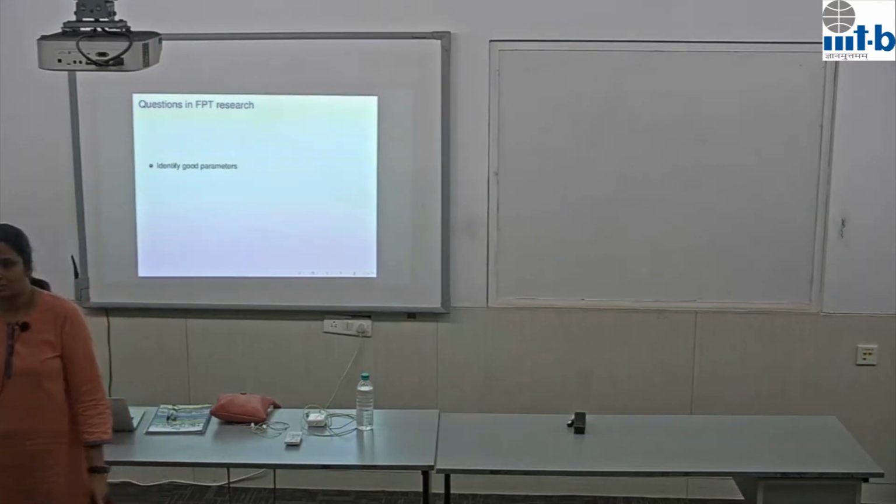Okay, so when you're in the parameterized complexity field, what are the questions that you usually study for a given problem? The first question is, of course, to identify good parameters. This is similar to identifying easy instances. When you are investigating a problem, what are the parameters which admit good FPT algorithms? This is kind of equivalent to finding easy instances.